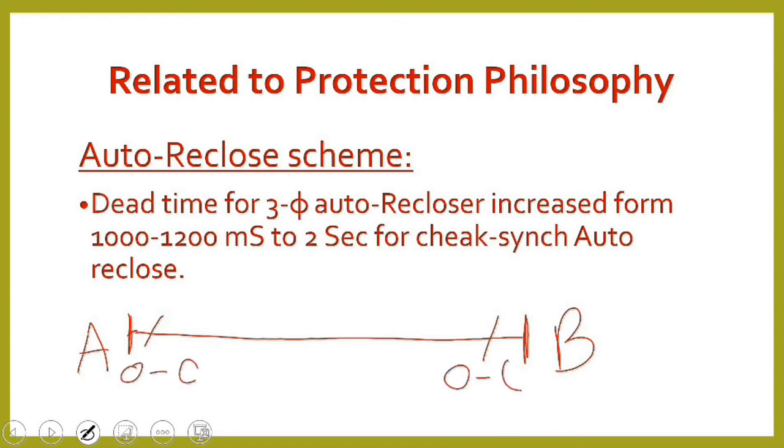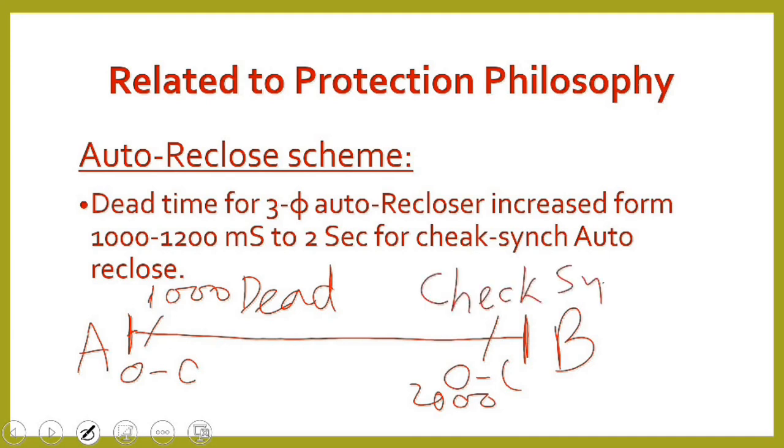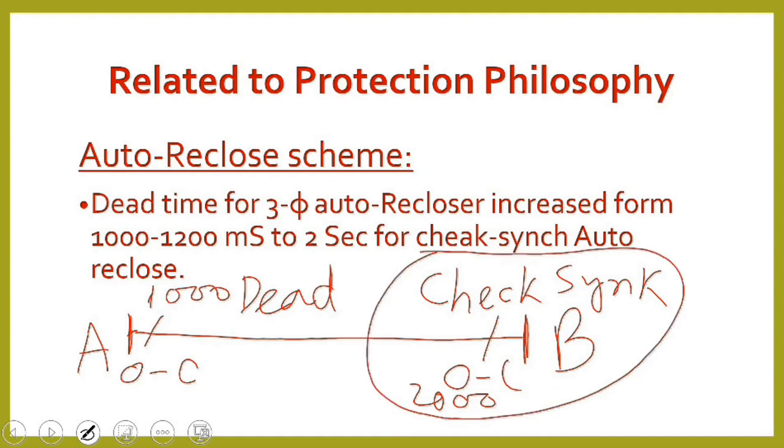It is observed many times that in the case of three-phase auto reclose, whenever it is checksync auto reclose, the time taken for the voltage to get stabilized is more than 1200 or 1500 milliseconds. So, for a healthy or successful checksync auto reclose, we have to give a time delay of more than 1500 milliseconds. For that reason, the earlier time of 1000 to 1200 milliseconds is now changed to 2 seconds, that is 2000 milliseconds, for checksync auto reclose.